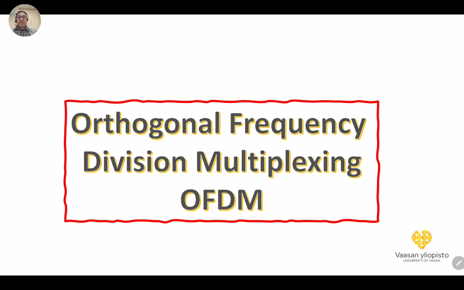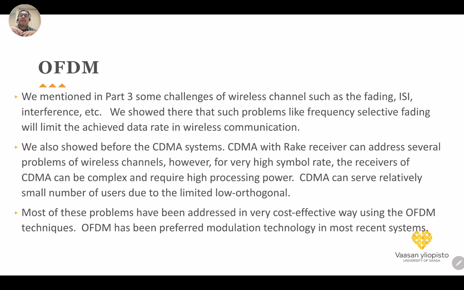Okay, so we saw before, in part 3, I think, in the part on wireless channels, some limitations and challenges of wireless channels, such as the ISI problem, the fading problems, and so on. And we also saw that CDMA can handle some of these problems through the RAKE receiver.